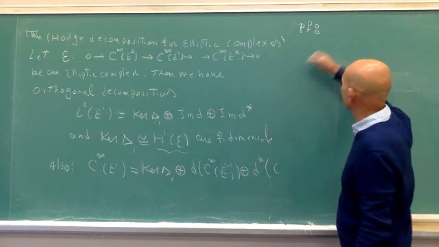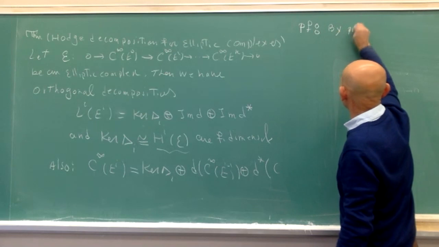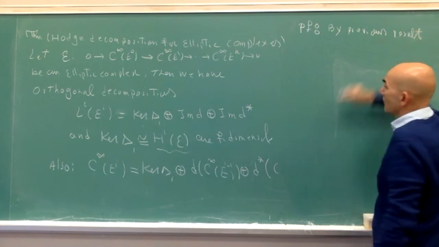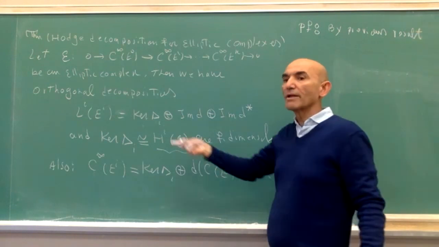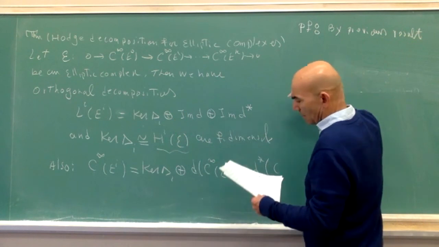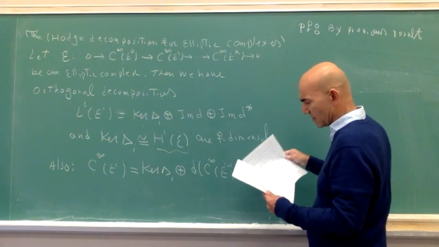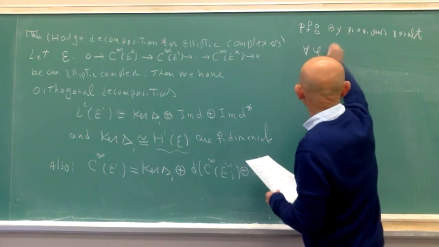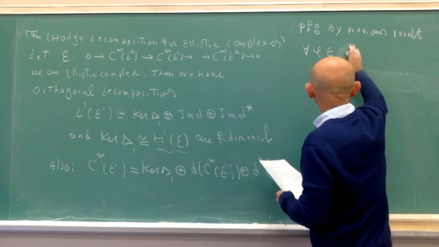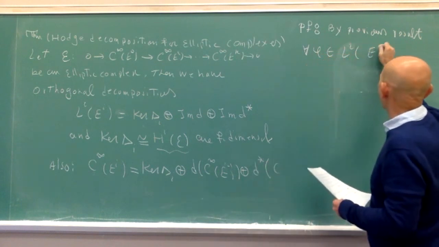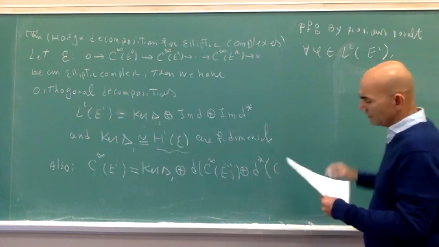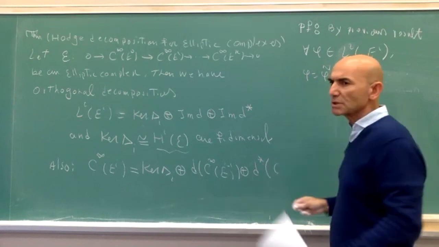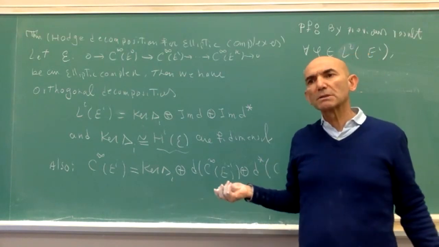So by the previous result, we can just write any element in the section. What is my notation for sections? Yeah, for any element of L2 of E, we can write this as phi equal to phi tilde, something in the kernel of this Laplacian, right?